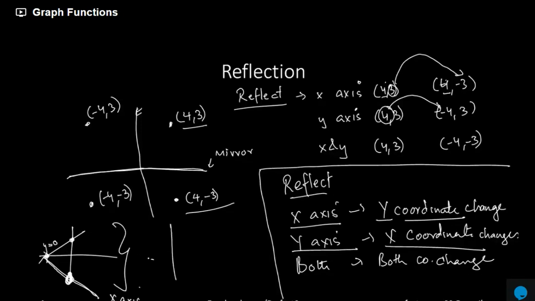makes you understand. So reflection of, let's say, this line with respect to the y-axis, the x coordinate is going to change, but the y will remain constant. So this would be the reflection with respect to the y-axis, and this would be the reflection with respect to the x-axis. But with respect to both the x-axis and y-axis, both of them are going to change. That means the line is going to become something like this.